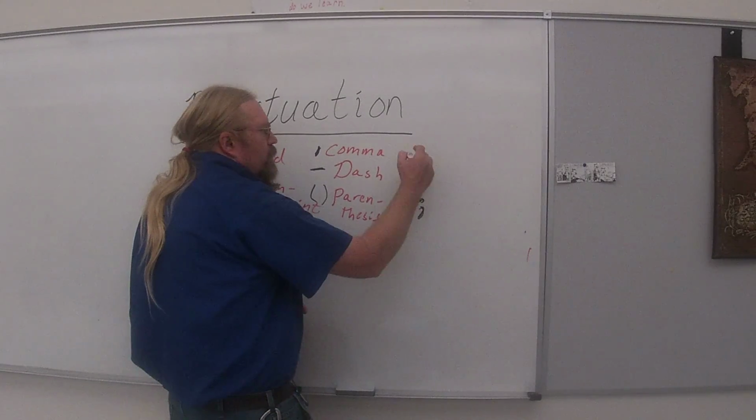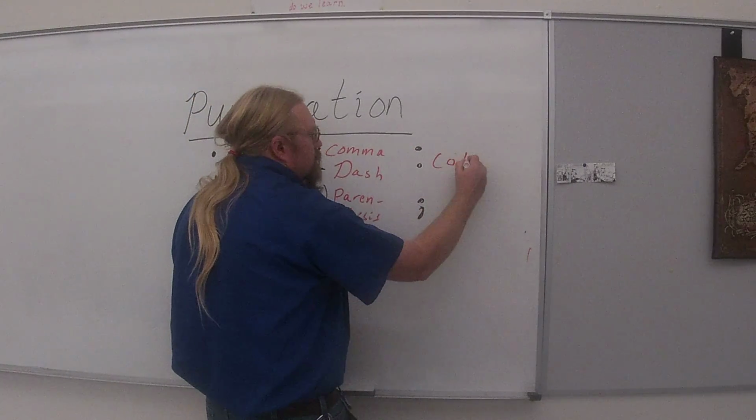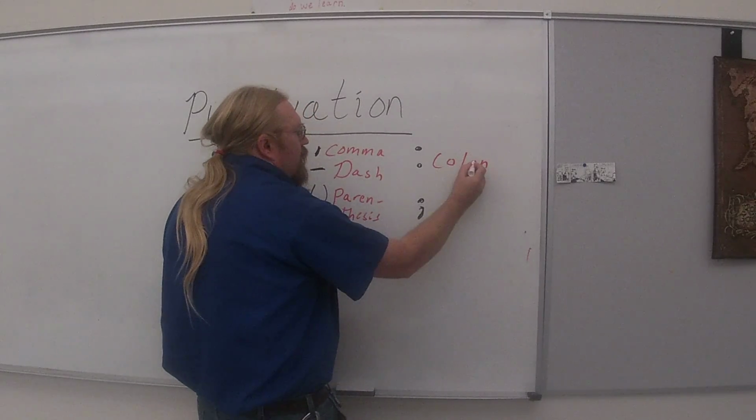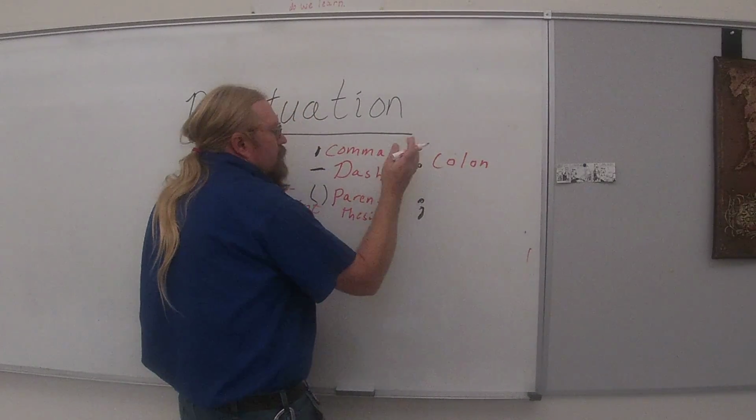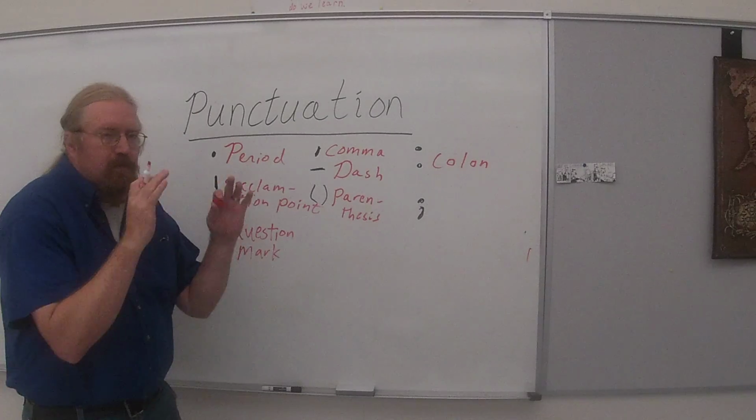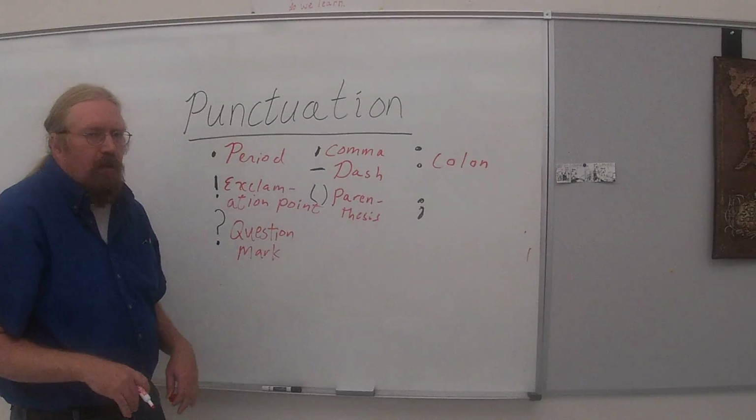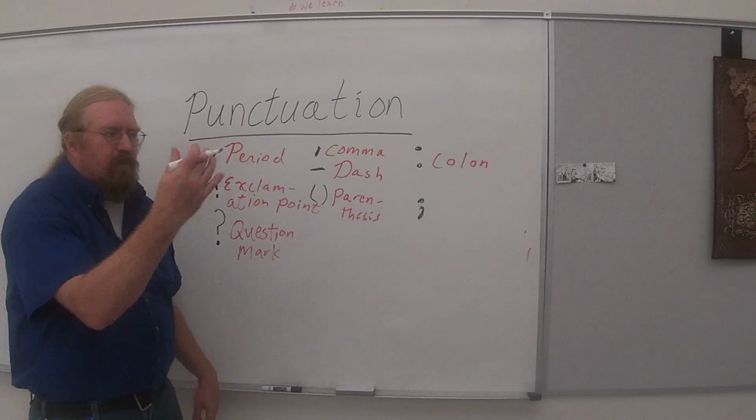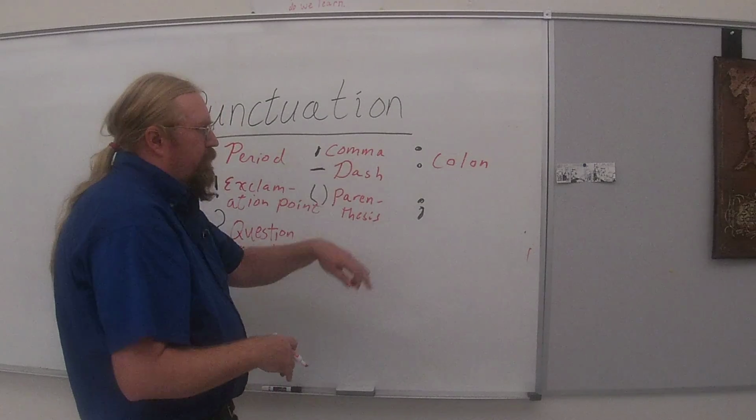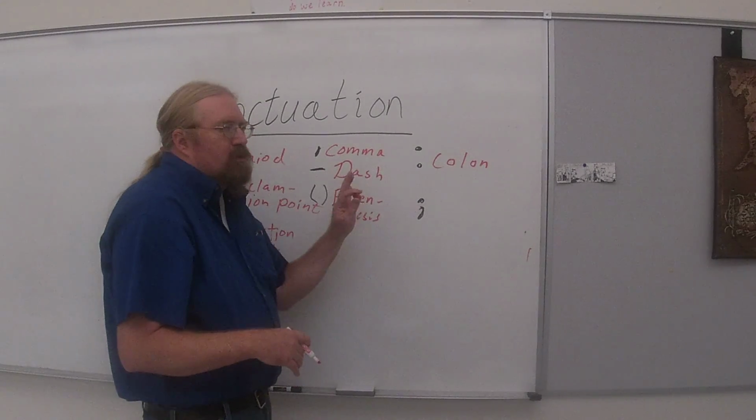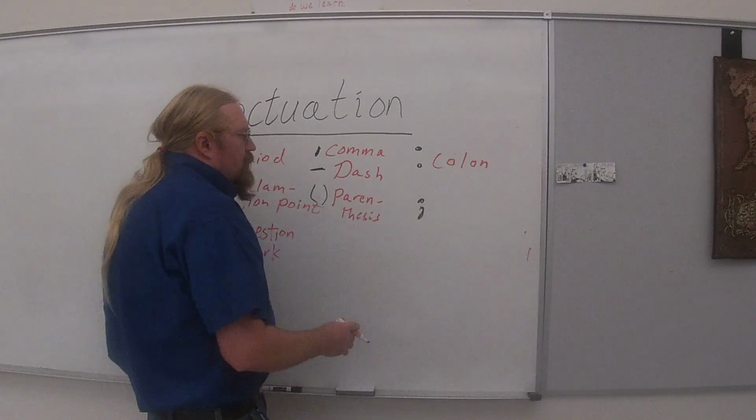Okay, the last one over here, these two dots, this is a colon. And a colon gets used to offset a list. That's the main basic use, okay? If you're gonna put a list in the sentence, you can put a colon and list things out. There's a few other things, but in sentence structure, that's its main basic use.